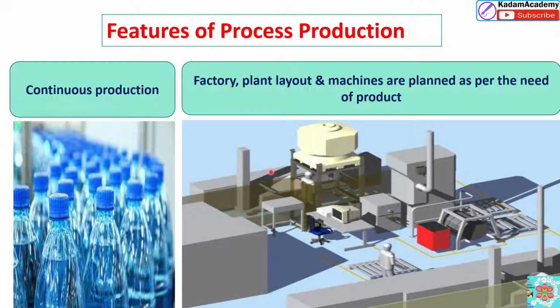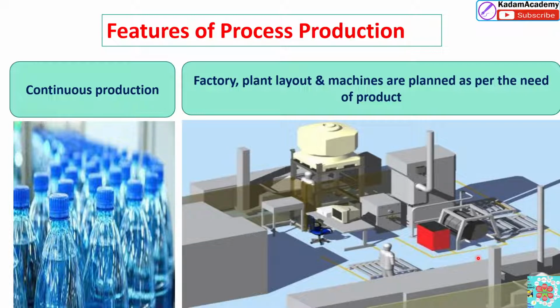In the factory plant layout, machines are planned as per the need of the product. According to the need, they are planned and erected. Once it is erected, it will be finalized. Hence, this is the process production industry. So, some different characteristics are studied.